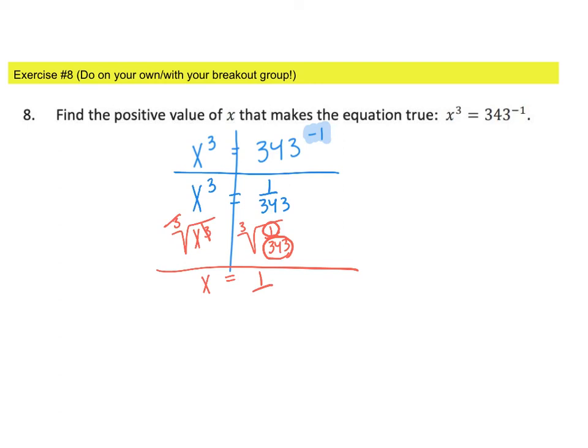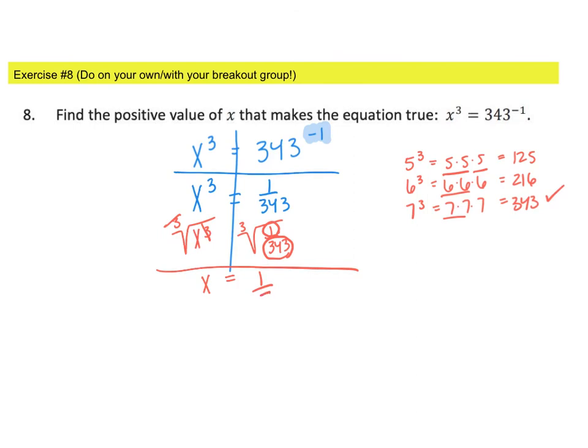So I have to figure out what times what times what equals 343. So let's start with 5 cubed. It's the same as saying 5 times 5 times 5. Well, 5 times 5 is 25, times another 5 is 125. So I'm kind of far off, but I'm just going to keep going. 6 cubed. 6 times 6 times 6. 6 times 6 is 36, times another 6 is 216. Okay, 7 cubed. 7 times 7 times 7. 7 times 7 is 49, times another 7 is 343, so that's our answer.